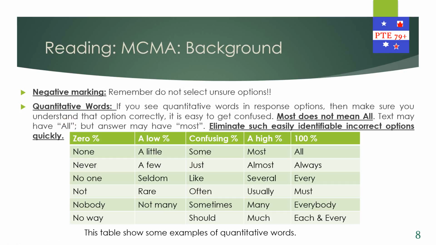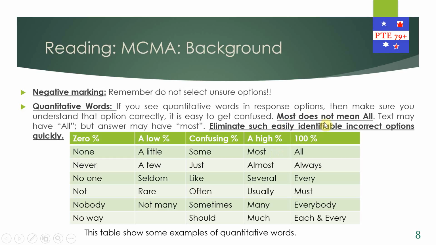So what are these quantitative words? They quantify something. Like these words, right? Let's say 0%, a low. Let's say that all students in the class have passed in a particular year. That means everybody in the class has passed. If somebody says most of the students passed, that means a majority percentage have passed, but some did not pass. That's what it means.